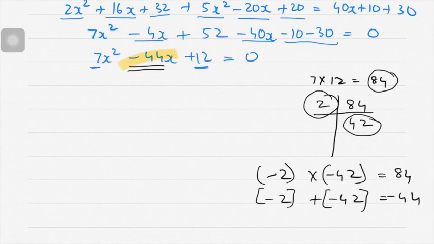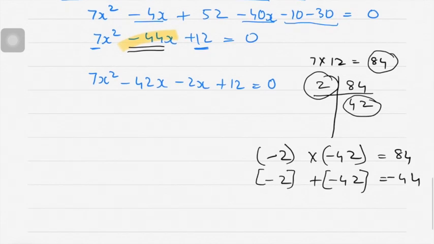Okay? So instead of writing minus 44x, I will write minus 42x and minus 2x. Okay? So 7x square minus 42x minus 2x plus 12 is equal to 0.